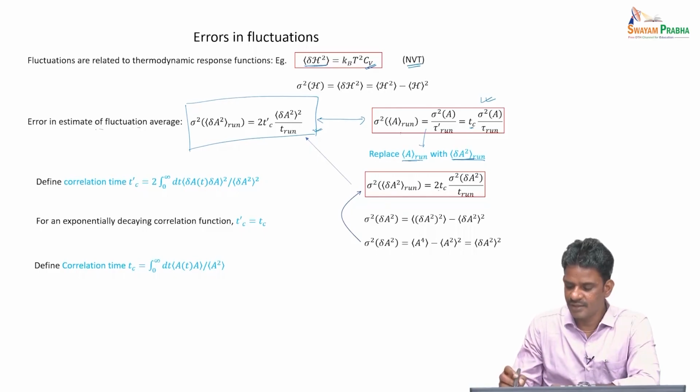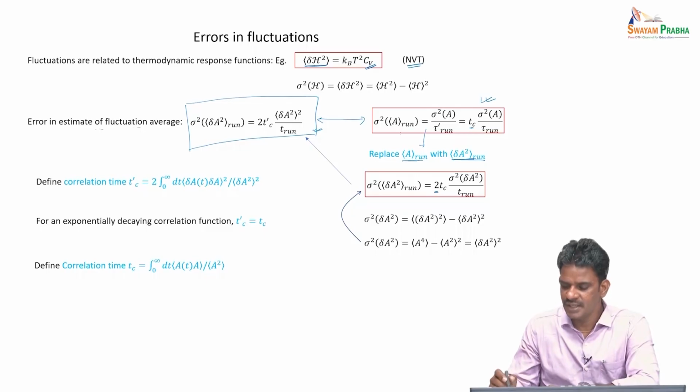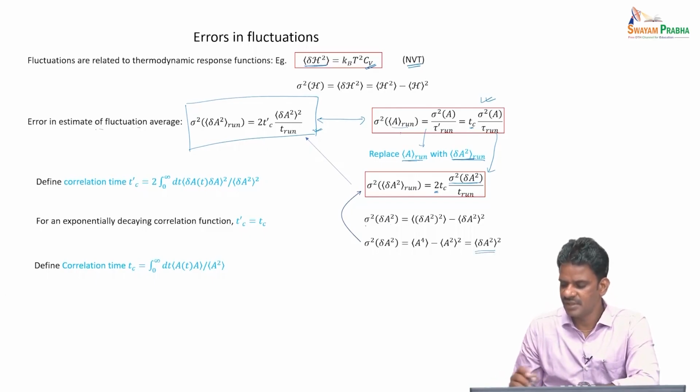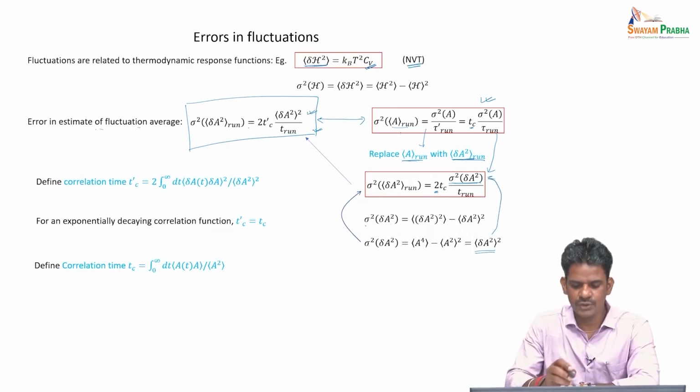Then there is an additional factor of 2 that comes in, which is added for convenience. And you can see that going from this formula to this formula is simply replacing the mean value with the fluctuation. After that, if you expand this sigma square delta S square, you can show that this simply becomes the ensemble average of delta S square, minus the square of the ensemble average. When you substitute this expression here, you get this. So we take this as the definition for the estimation of error in the fluctuations.